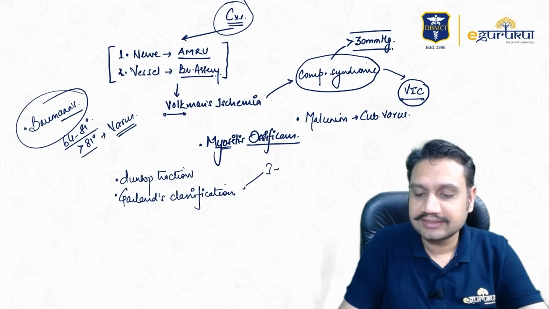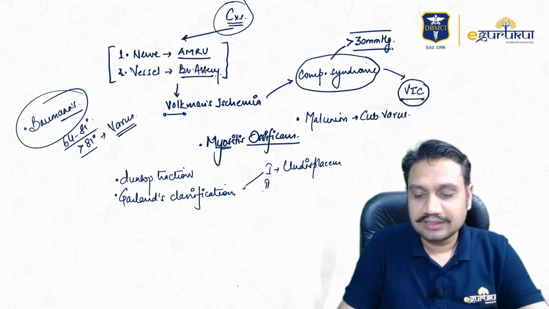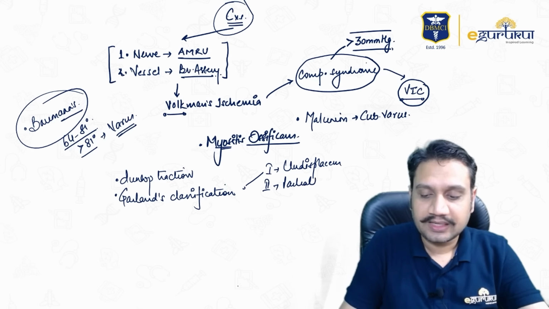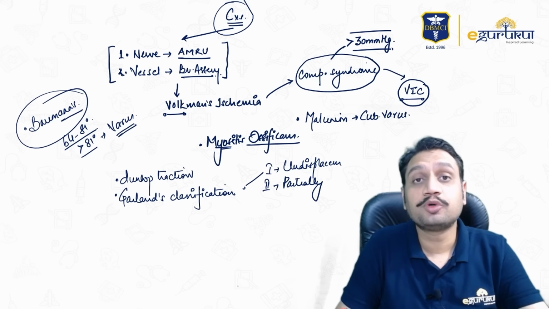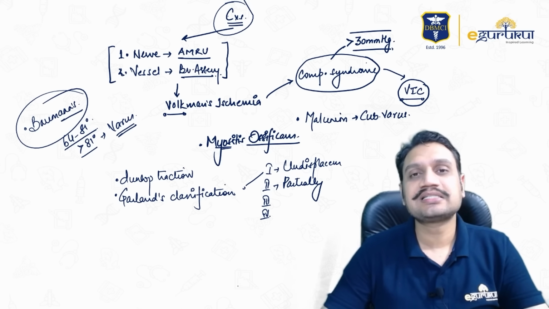The type 1, it's an undisplaced fracture. Undisplaced means when the displacement is less than 2 millimeters. Second is partially displaced. Some contact is maintained, but it is more than 2 mm displacement. And then after that, number 3 is completely displaced. Number 3 and 4 are completely displaced fractures, and number 4 is an unstable fracture, right?